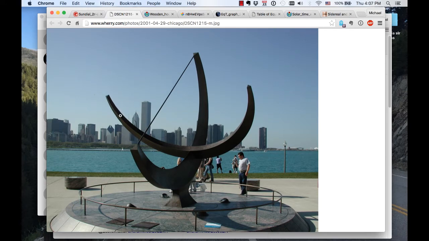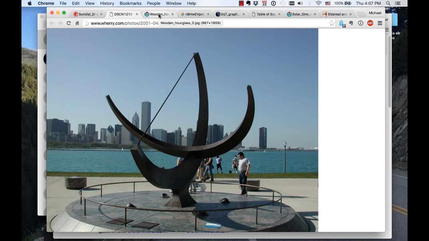And as the sun moves through 15 degrees of hour angle every hour, then the shadow from the gnomon is going to move 15 degrees. And it's not affected by the changing declination of the sun. So this is a nice design for a sundial.